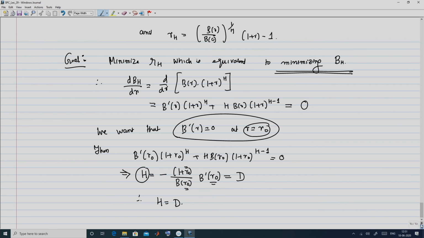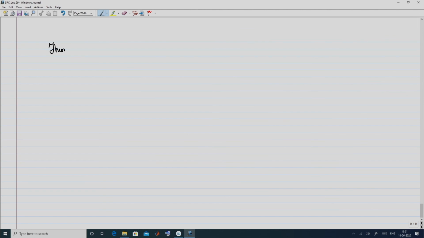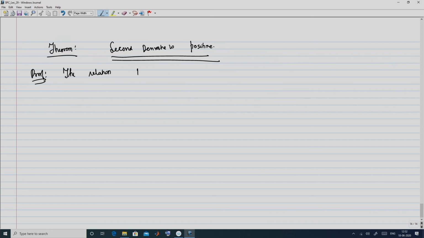Okay. So, now we have to prove another theorem, and this theorem is that the second derivative is positive. Remember that we are trying to minimize BH. So, we have got dBH over dh equal to 0, and for minimization we have to show that the second derivative is positive. So, now the proof goes as follows. The relation BH is equal to B of r into (1 plus r) raised to h implies, if I take log on both the sides, log of BH is equal to log of B(r) plus h into log of (1 plus r).